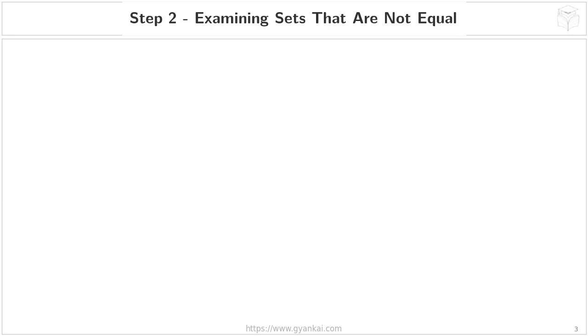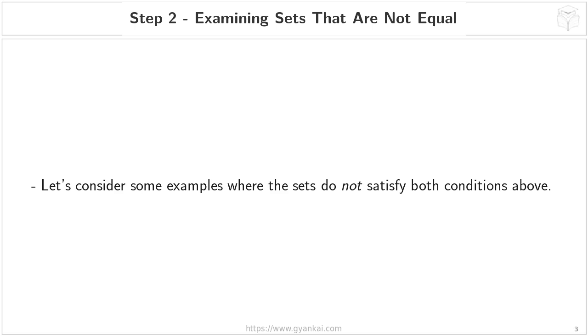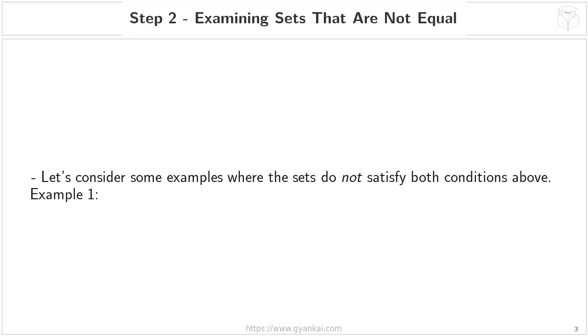Step 2. Examining sets that are not equal. So now we're moving on to looking at examples of sets that aren't equal. Remember from the previous slides, we established that for two sets to be equal, they need to have the same number of elements and contain exactly the same elements. This slide will show us what happens when that isn't the case. Let's look at our first example.